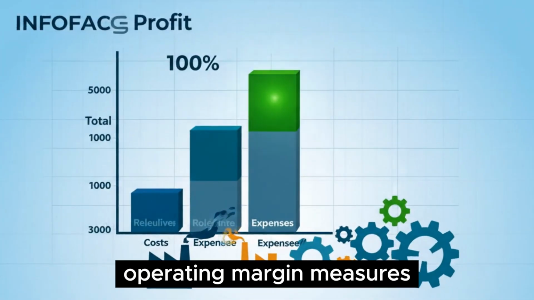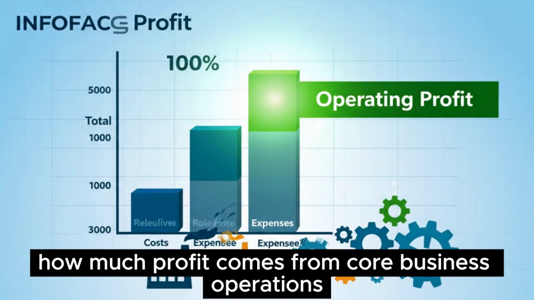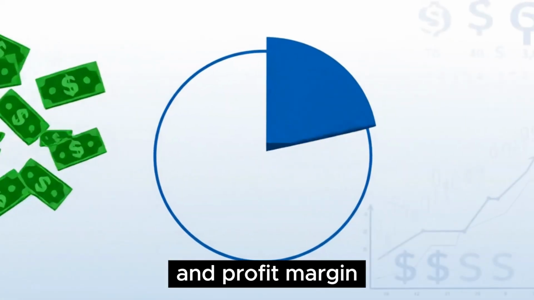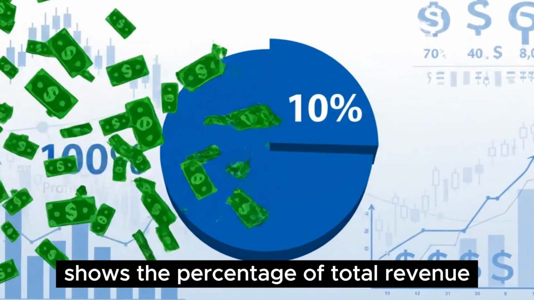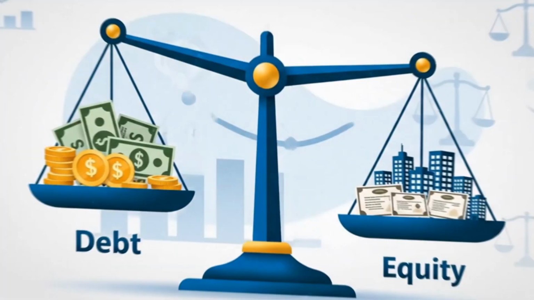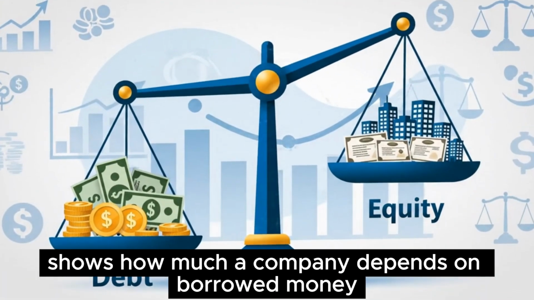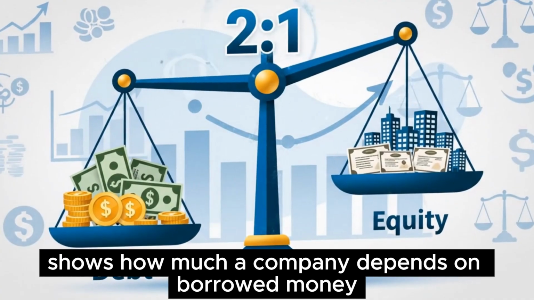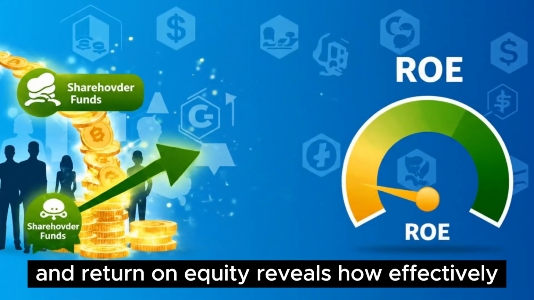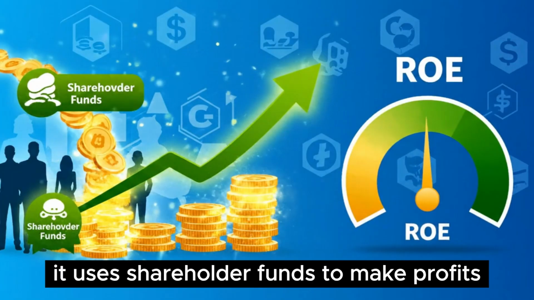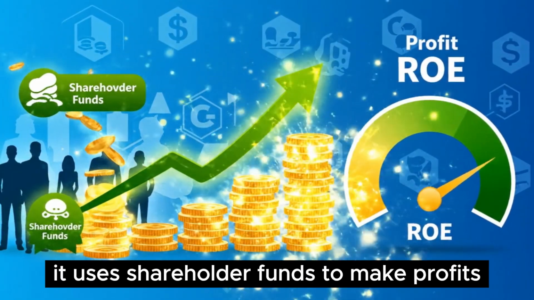Operating margin measures how much profit comes from core business operations. And profit margin shows the percentage of total revenue that becomes profit. The debt-to-equity ratio shows how much a company depends on borrowed money. And return on equity reveals how effectively it uses shareholder funds to make profits.